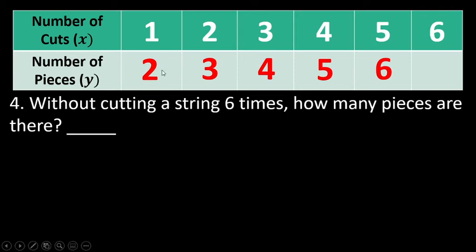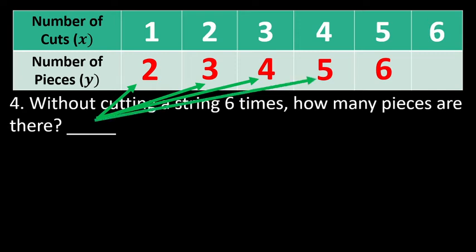May pattern ba? Meron, no? So, ilan iyon? Let's observe the number of pieces. Pag once mo siya kinat, magiging 2 piraso. Pag twice mo siya kinat, magiging 3 piraso. Thrice mo siya kinat, magiging 4 na piraso. Pag 4 times mo siya kinat, magiging 5 piraso. Pag 5 beses mo siya kinat, magiging 6 na piraso.